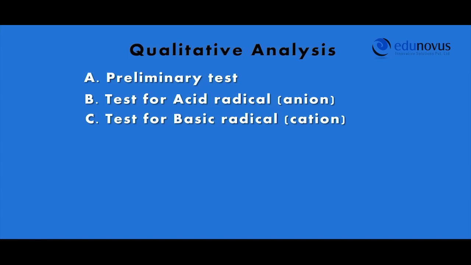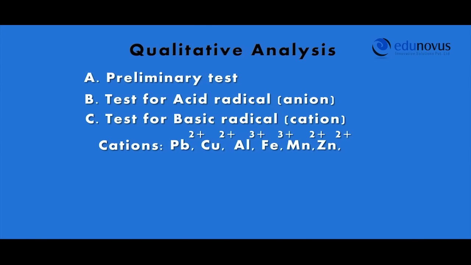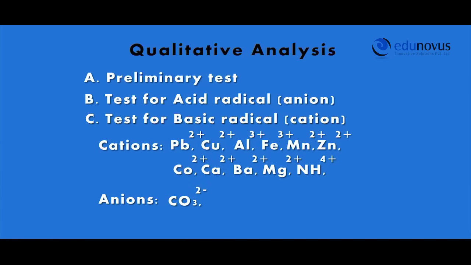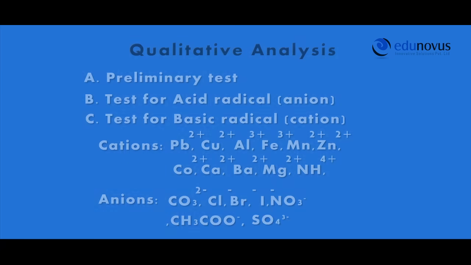Here, we consider the soluble salts containing the following cations and anions. Cations: lead, copper, aluminium, ferrous, manganese, zinc, cobalt, calcium, barium, magnesium and ammonium. Anions: carbonate, chloride, bromide, iodide, nitrate, acetate, sulfate.